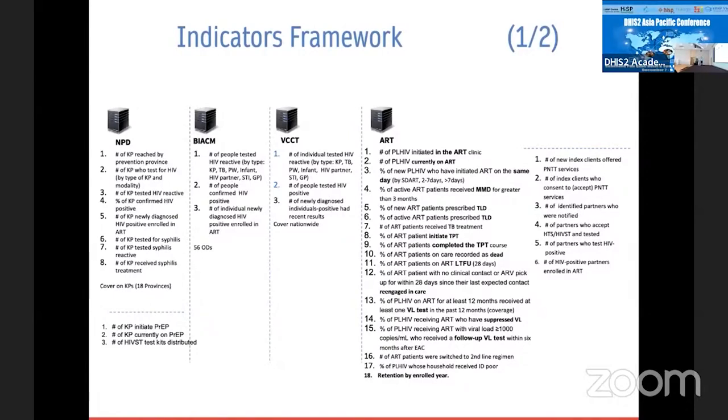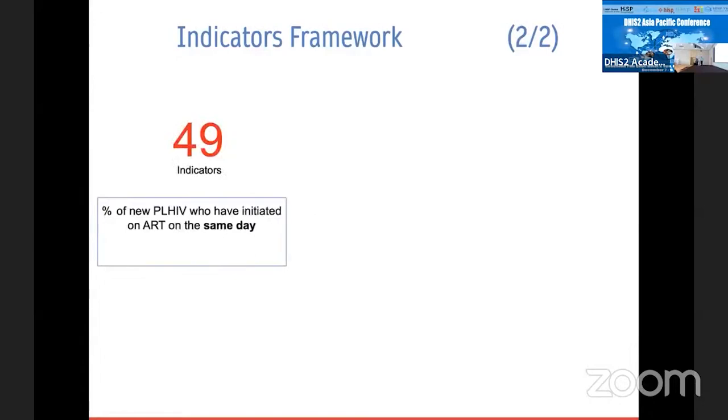Next slide, please. While we aggregate all the databases, we have four, and another one will be in the lab. The four databases each have their own framework. When we aggregate, we also have to aggregate all the indicators for the project. This is what we have collected: in total 49 indicators. I will show one indicator as an example in the next slide.